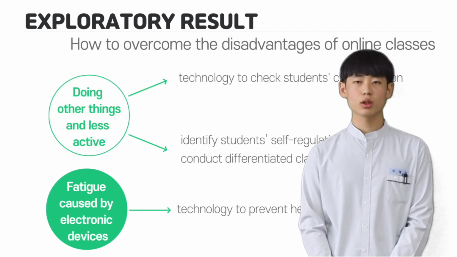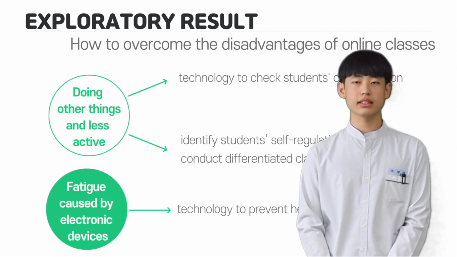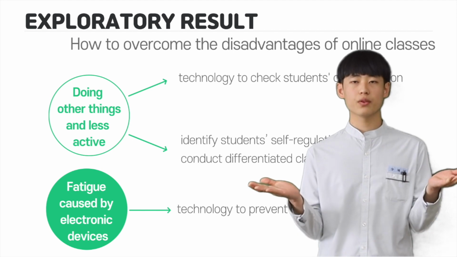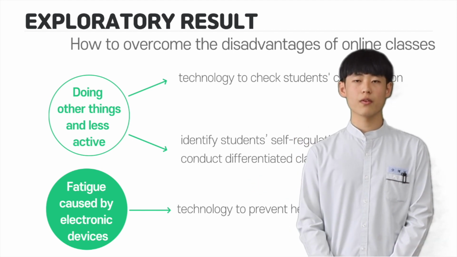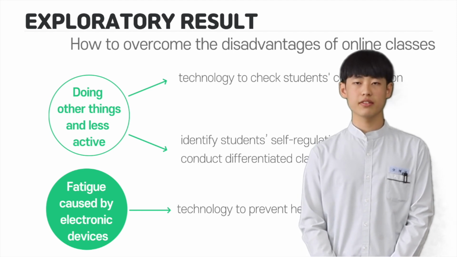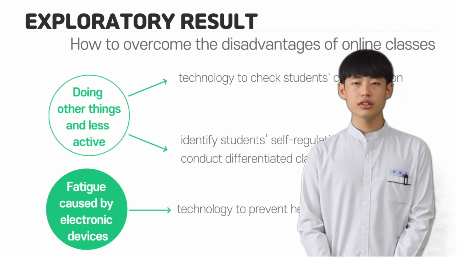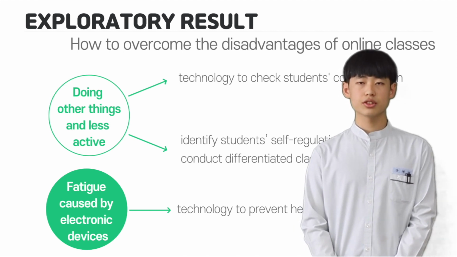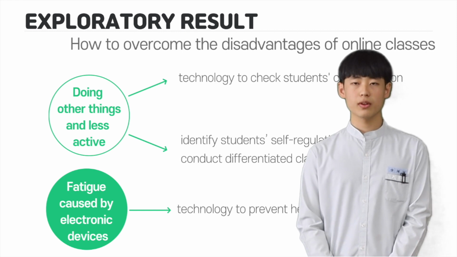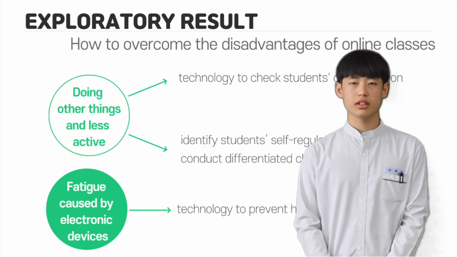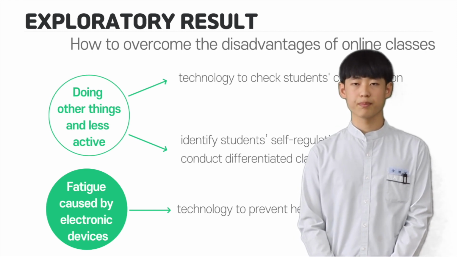Through surveys and interviews, we found out online classes' disadvantages. How can you overcome this? First, the biggest drawback of online classes is that students do other things and become less active in classes. To overcome this, a technical foundation must be established to check students' concentration in classes. Also, schools should identify each student's self-regulating ability and conduct differentiated classes accordingly.